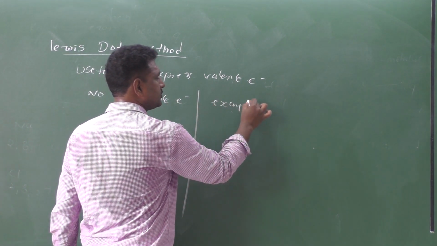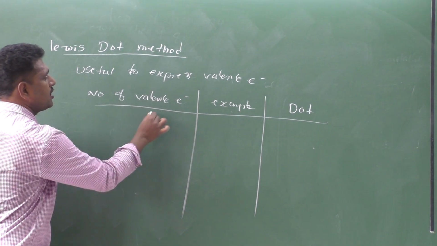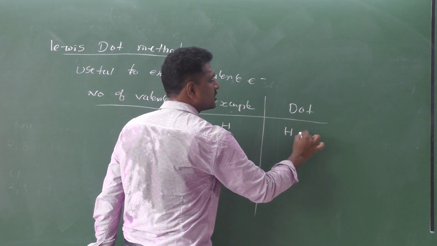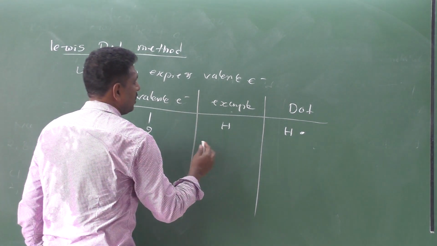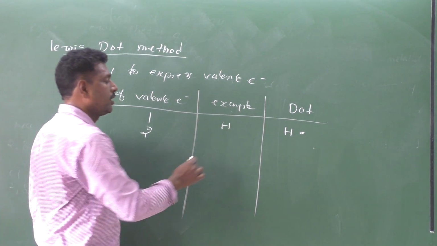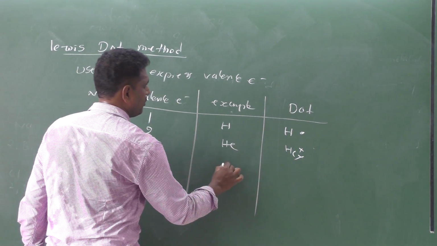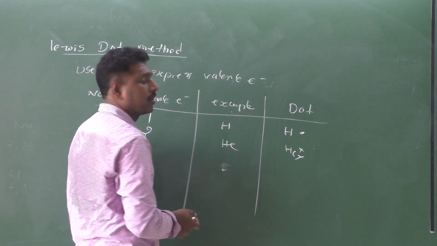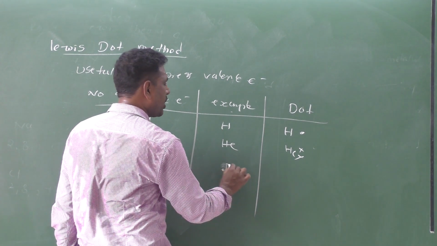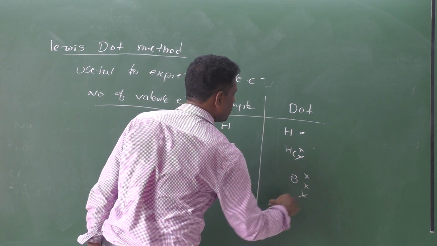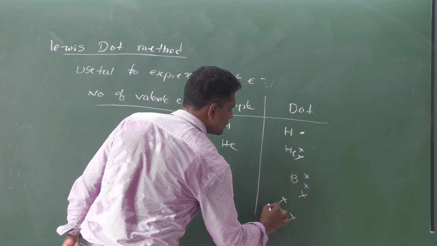Example, dot structure. Hydrogen will be written like this with one dot. Two valence electrons, that is helium, two electrons. Beryllium also will take two. Next, third group elements, boron, has 3. Fourth group, carbon, has 4 like this.